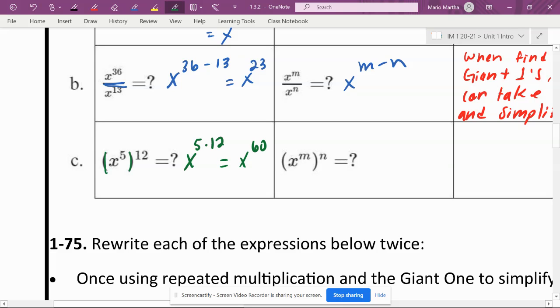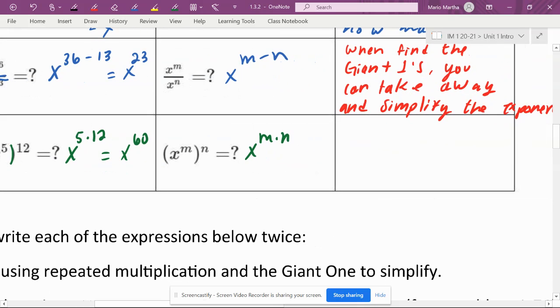And again, look at the previous problem, and you can see what's going on. So x to the m times n, right? So here you can say you create groups. You can create groups, right? You create groups, and then by counting the groups, you can find its multiplication.